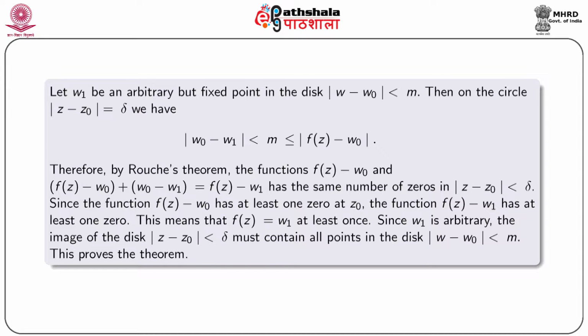Since w1 is arbitrary, the image of the disk mod z minus z0 less than delta must contain all points in the disk mod w minus w0 less than m. This proves the theorem.